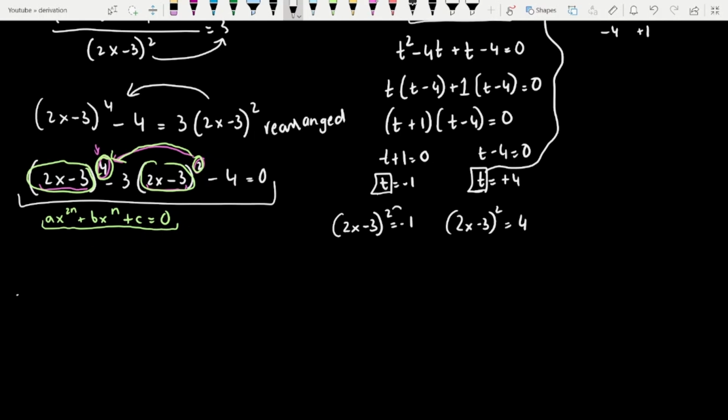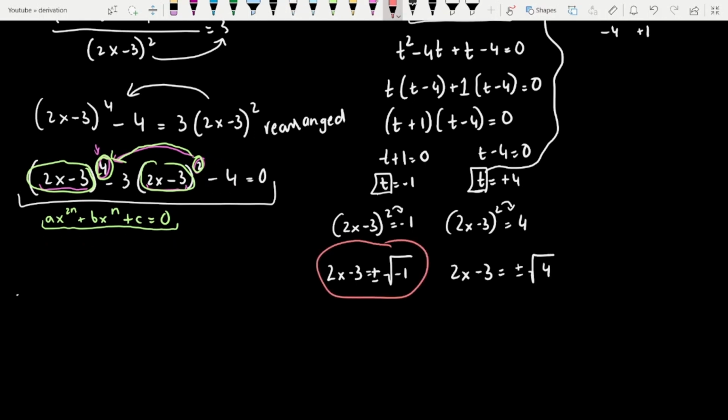And what's going to happen when you take these squares to the other side? They're basically going to be plus minus square root of minus 1, and then over here we're going to have plus minus square root of 4. Now we're going to get no answers from this. And why is that? Well, because we got a square root, and inside the square root we have a negative number. So that's not possible. That means no answers from this part. This is impossible.